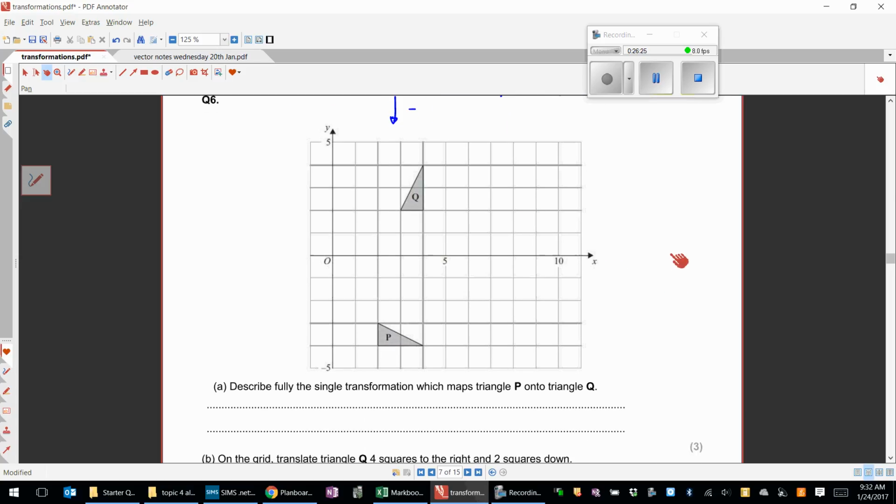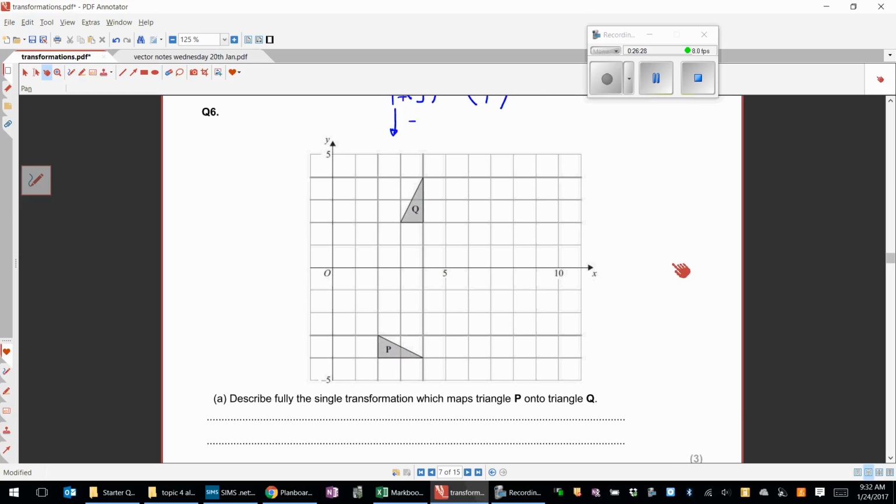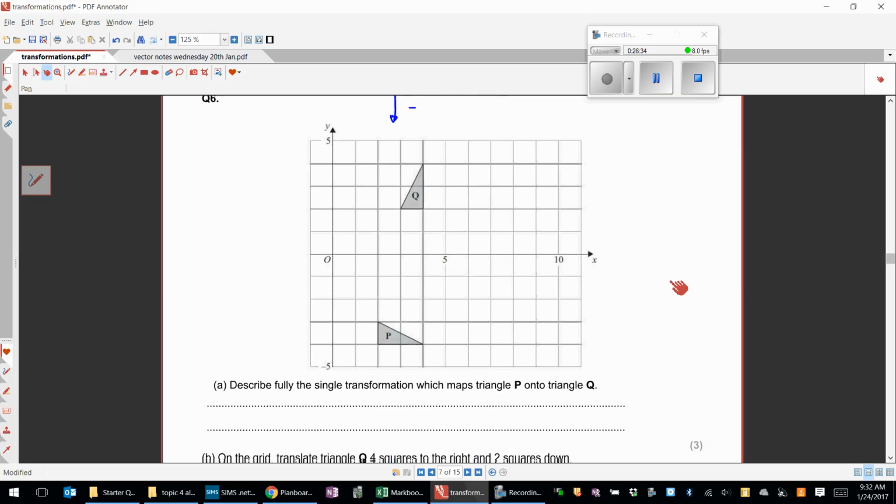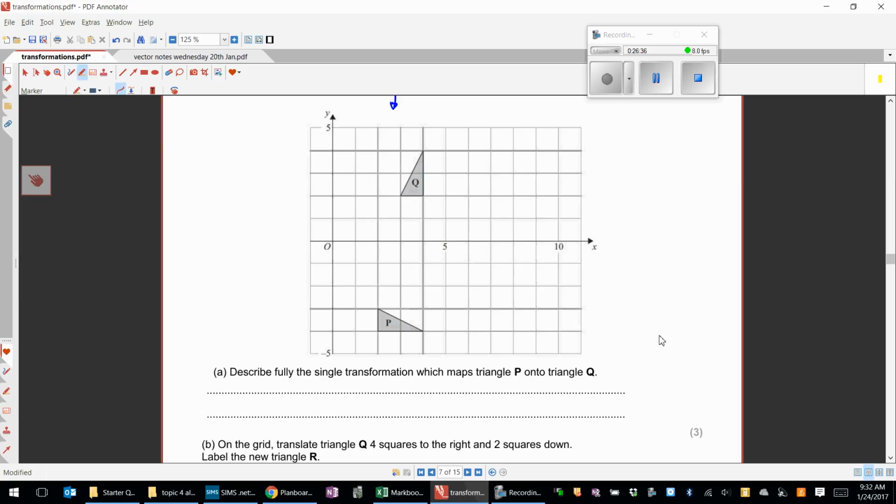Let's do this one now. I'll let you do it. So what do you think it is first? You've got to describe fully. Now, again, I will point out, how many marks are there? So how much have you got to write? 3 things. And actually, that gives me a clue straight away. But what do you think it looks like?